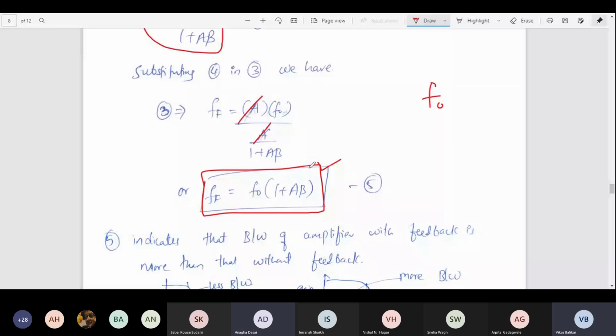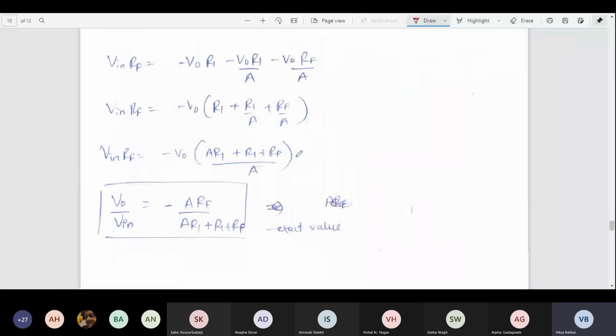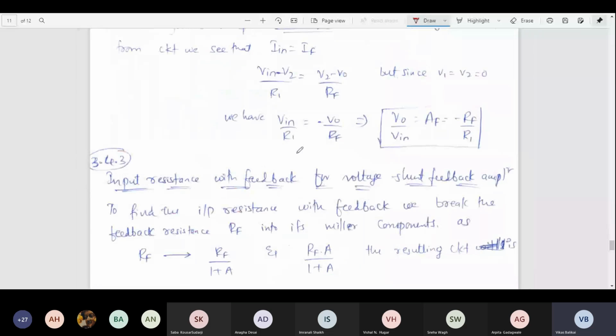Sir, can you send us this note? Yes, today I'm going to send it. Today I'm going to send you whatever I have taught till now and whatever I'm going to teach in the next class. See, I don't want to send you the entire module note.